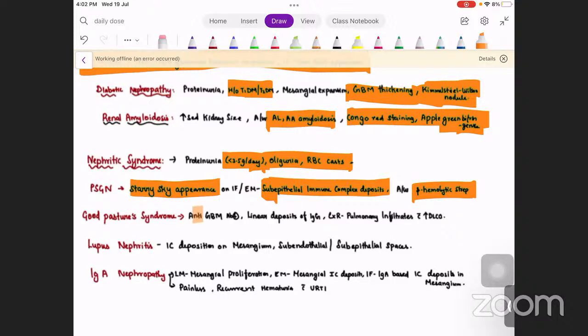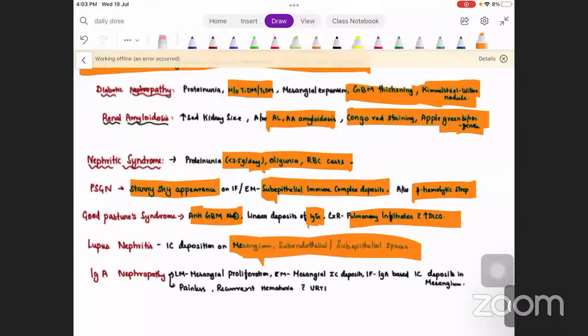Anti-glomerular basement membrane antibody, linear deposits of IgG, and chest X-ray shows pulmonary infiltrates: Goodpasture. Okay, that is Goodpasture. Then you have lupus nephritis: immune complex deposition in mesangium and subendothelial and subepithelial spaces. IgA nephropathy: EM shows mesangial immune complex deposits, while immunofluorescence shows IgA-based immune complex deposits in mesangium.